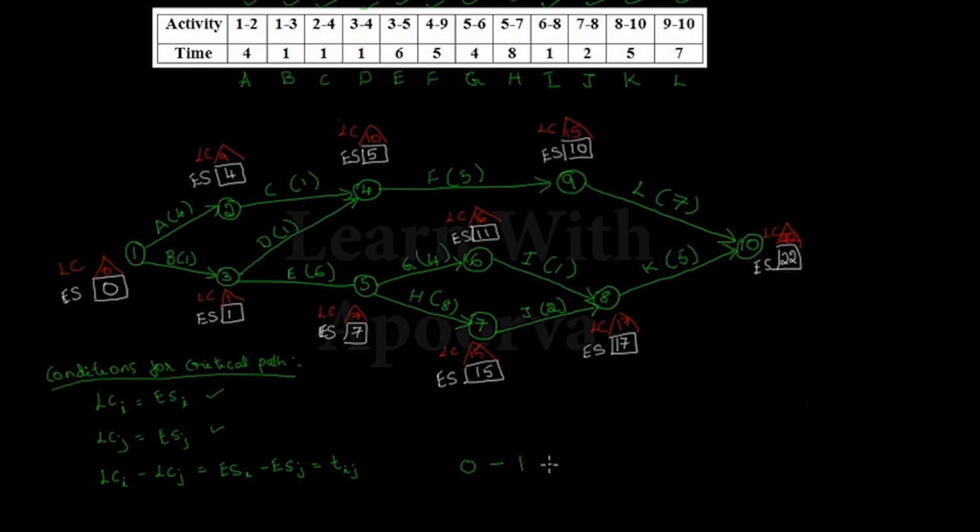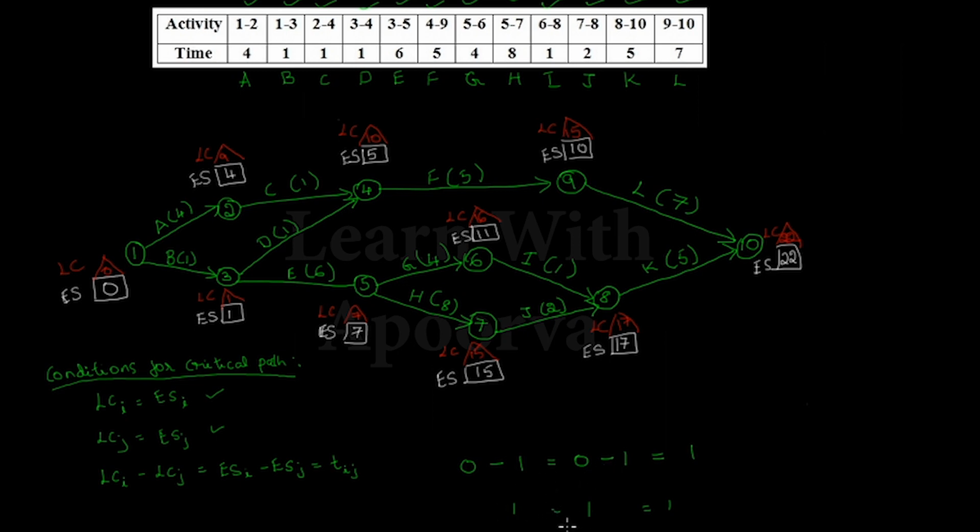So it should be equal to ES of i, which is 0, minus ES of j, which is 1, and it should be equal to what? The time duration, 1. Check with this condition: 0 minus 1, I have it as 1. Next we have 0 minus 1, again the difference is 1 and it is equal to 1.